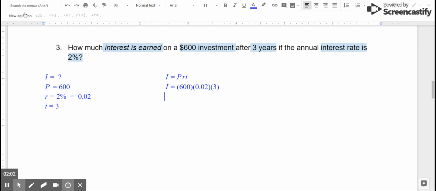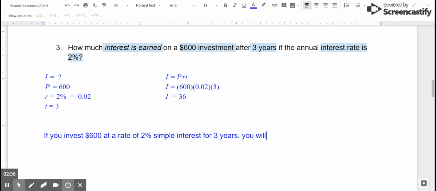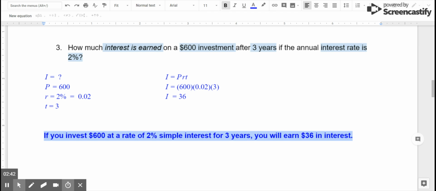To finish solving for our interest amount, we'll just multiply those values on the right-hand side of the equation. When I multiplied them, I got 36. So what this means for us is that if you invest $600 at a rate of 2% simple interest for 3 years, you will earn $36 in interest. That's the actual answer to our question.